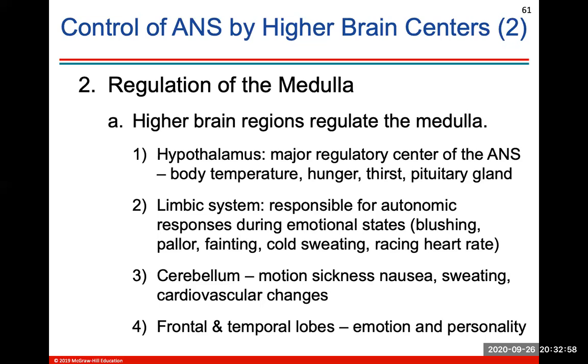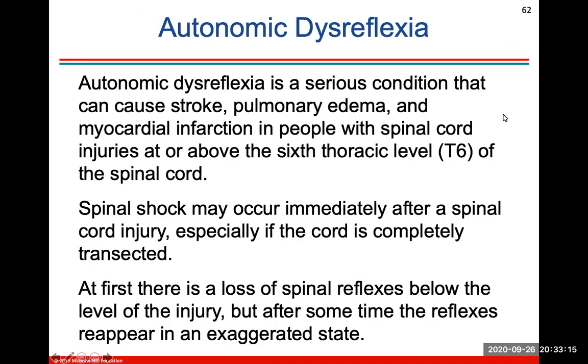Regulation of the medulla. Higher brain regions regulate the medulla: the hypothalamus, the limbic system, the cerebellum, and the frontal and temporal lobes. A great question might just be matching what these higher brain functions are to their function. Autonomic dysreflexia is a serious condition that can cause stroke. Pulmonary edema is swelling of the lungs, and MI is a heart attack in people with spinal cord injuries.